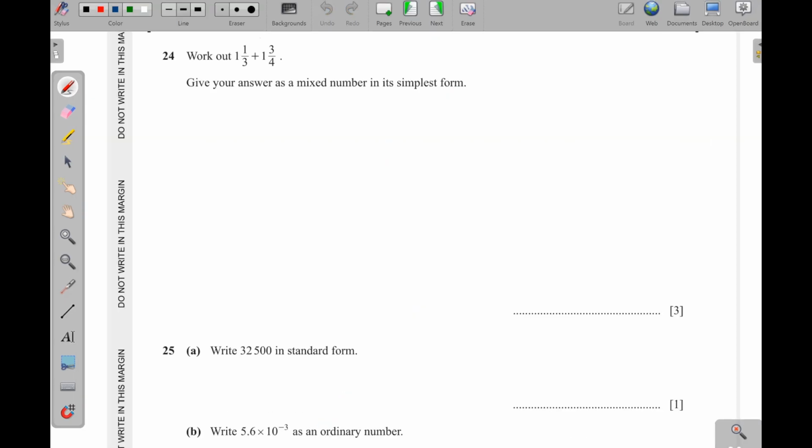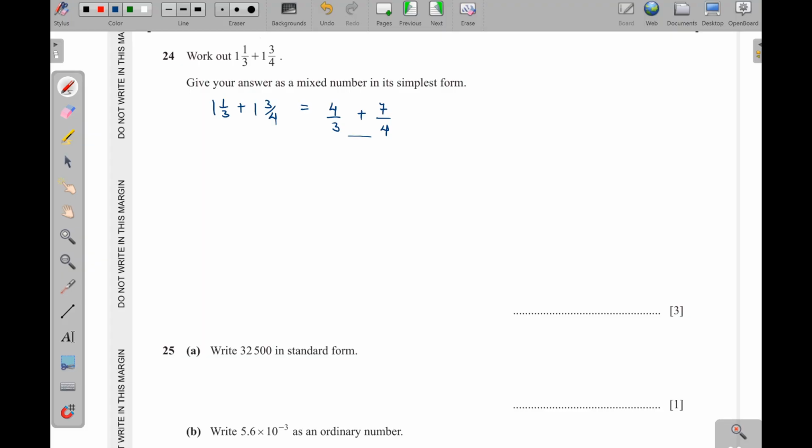Question 24 is coming from fractions workout. These ones here. Now you can see that these fractions are what we call mixed numbers. Okay? So they are saying give your answer as a mixed number in its simplest form. So we have to first convert the mixed numbers into improper fractions. So 3 times 1, that is a 3, then plus 1, that will be a 4. So we shall have 4 over 3, then plus 4 times 1, that will be a 4, then plus 3, that will be a 7, then over 4.